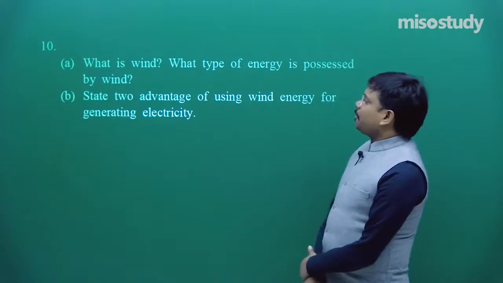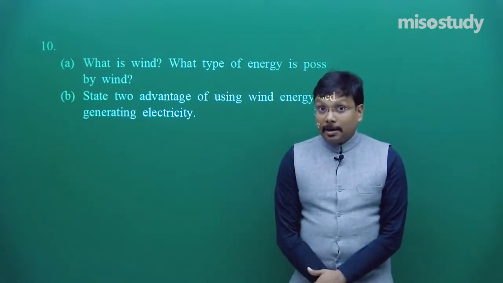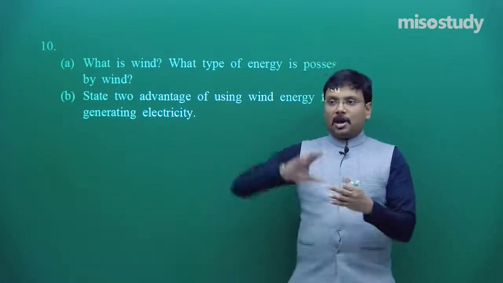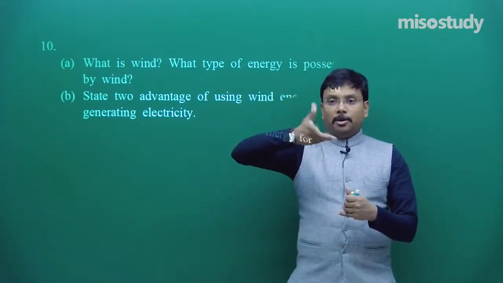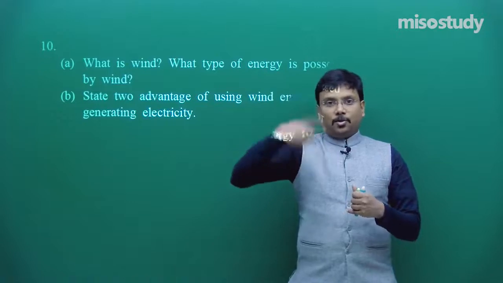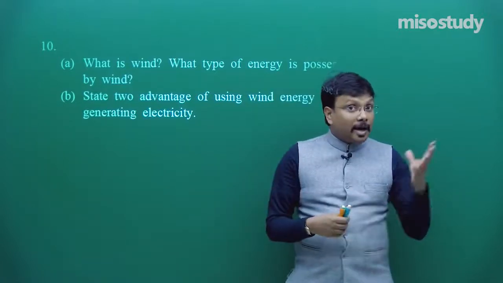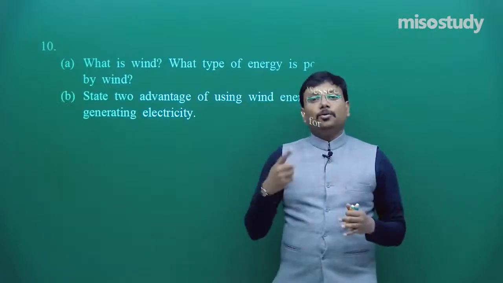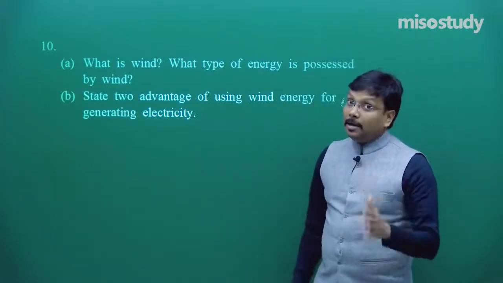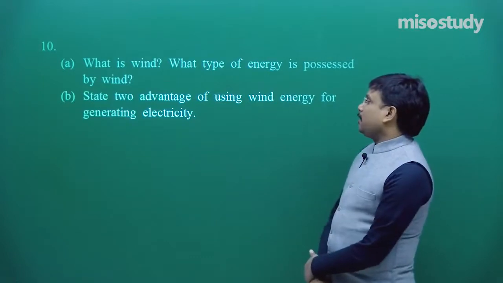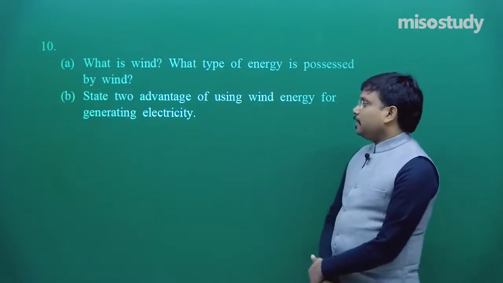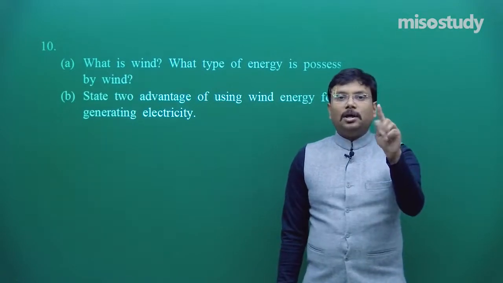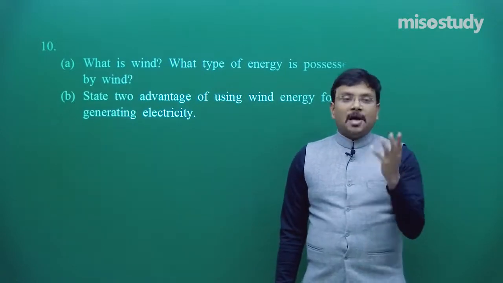What type of energy is possessed by the wind? Kinetic, mechanical kinetic energy. Imagine wind is blowing, striking the turbine, this windmill fan, and then it is rotating. So, kinetic energy of the air masses hitting the blade of the windmill and then forcing it to rotate. So, mechanical kinetic energy. State 2 advantages of using wind energy for generating electricity. Number 1, clean, no negative impact on the environment. Second, very cheap.